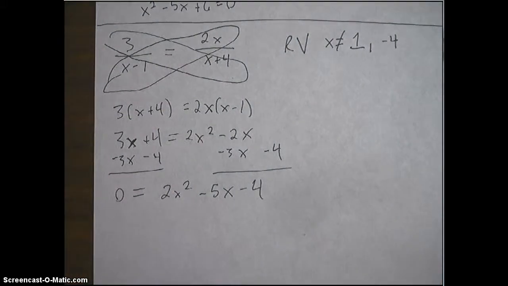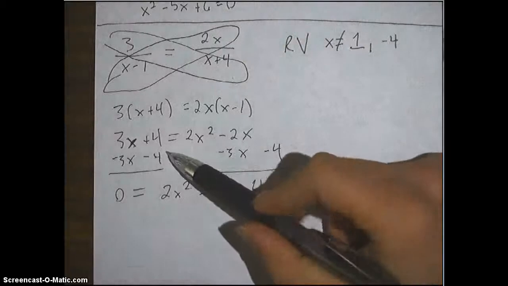And you may be looking at that saying, how do I solve that thing? How do I get the x by itself? I'm going to factor it, and I'm going to factor it by using the box method. Of course, I'm not going to do that yet because you may have noticed I've made an error right here.